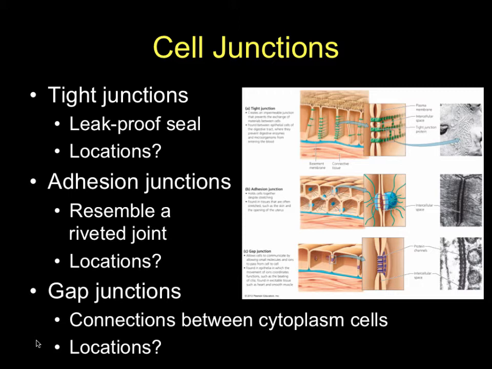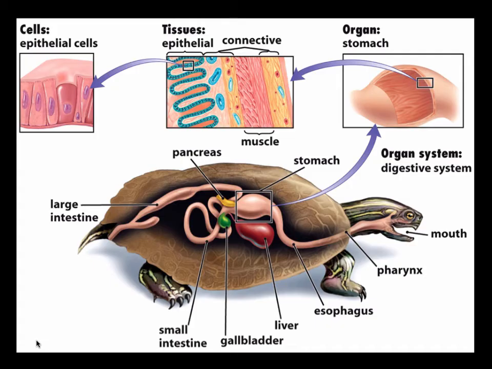You want the heart muscle to contract all as one single functional unit. You want the cells to be able to communicate very, very well so that the heart does contract as a single functional unit. So we see tight junctions in the urinary bladder, for example. We see adhesion junctions in the skin and in skeletal muscle, for example. And we see gap junctions in places like cardiac muscle.